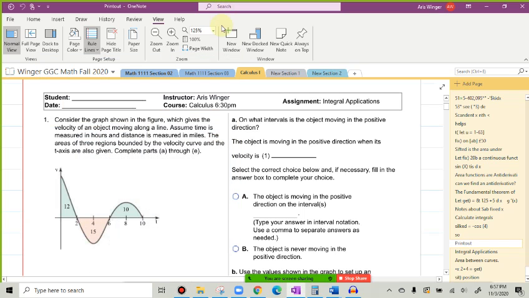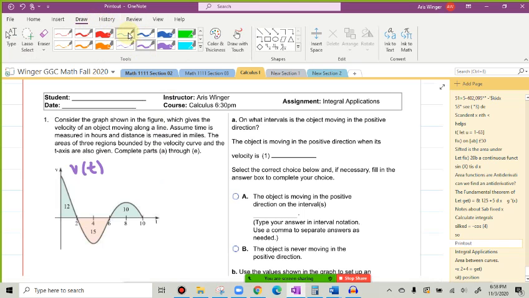Working on the homework here. Number one, consider the graph shown in the figure, which gives the velocity of an object moving along a line. So this is v of t. Assume time is measured in hours and distance is in miles. The areas of three regions bounded by the velocity curve and the t-axis are given here below. We'll use this color. Complete parts A through E.